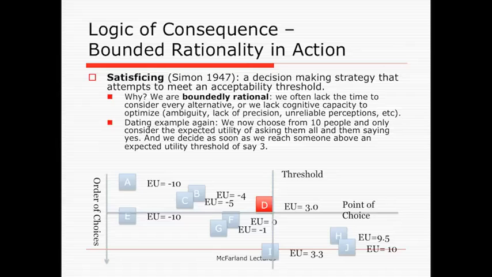As you can see, persons H and J at the bottom of the figure, if we had selected them, we would have probably had higher utility and a more optimal choice, and particularly J, who has the highest expected utility. So that's an example of how boundedly rational models can be done using satisficing in a logic of consequence way.